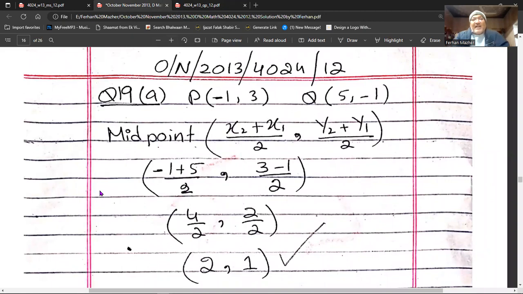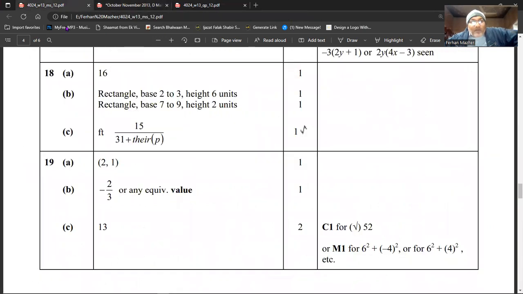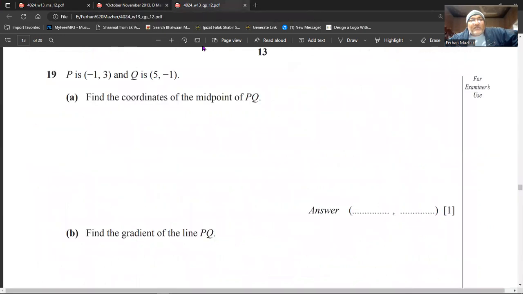P is minus 1 comma 3 and Q is 5 comma minus 1. So the midpoint will be x2 plus x1 divided by 2 comma y2 plus y1 divided by 2: minus 1 plus 5 divided by 2, comma 3 minus 1 divided by 2. So it will be 4 by 2 comma 2 by 2, and that will be 2 comma 1. So the coordinates of the midpoint will be 2 comma 1. That is the right answer for question number 19, A part.